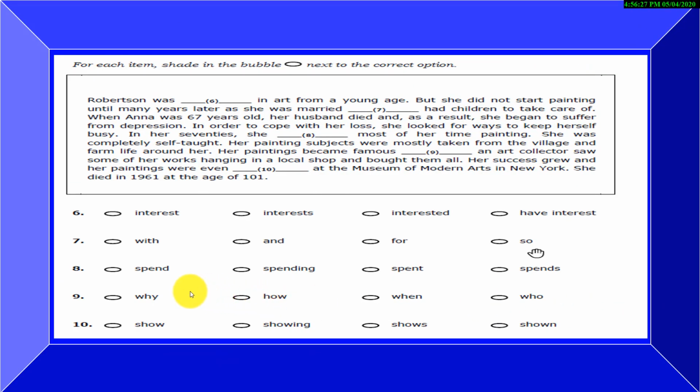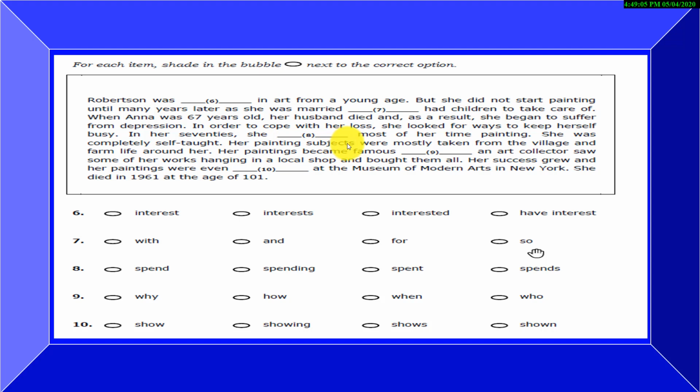We will not take this spent. Why? Because we are in the past. So where is the past here? It is this spent. Okay, she spent most of her time painting. She was completely self-taught, meaning she taught herself by herself.